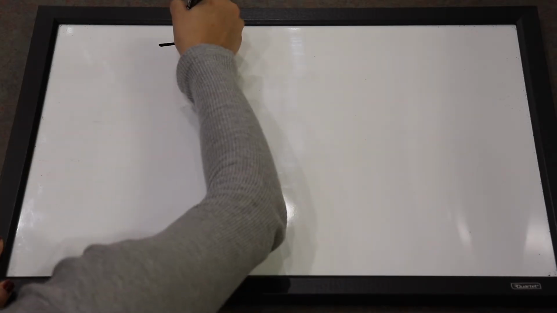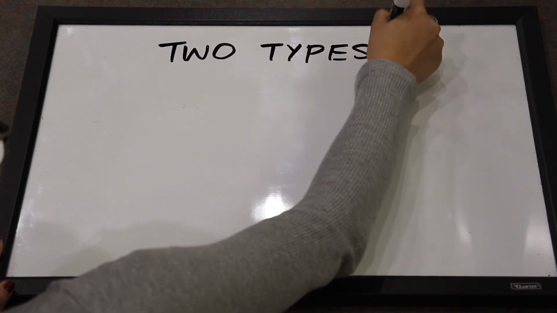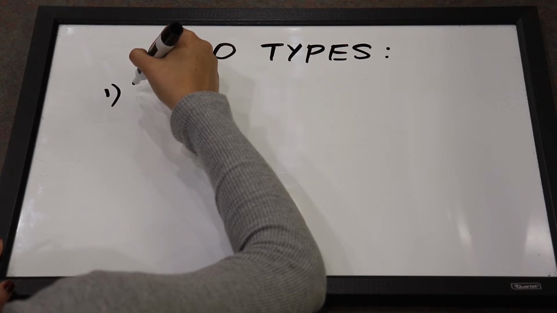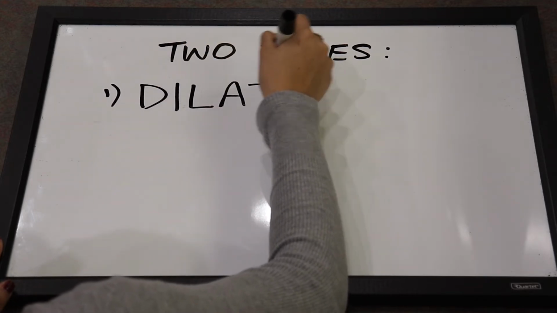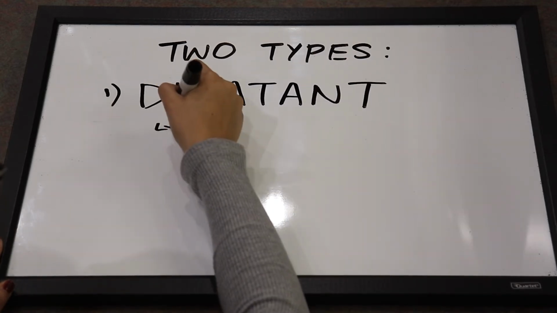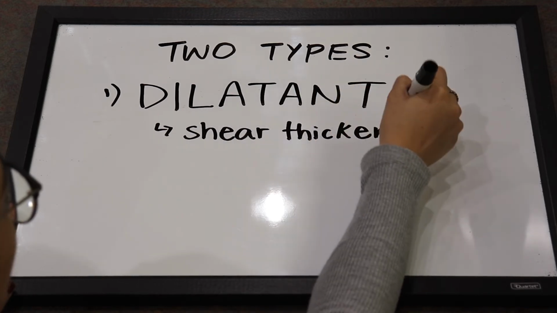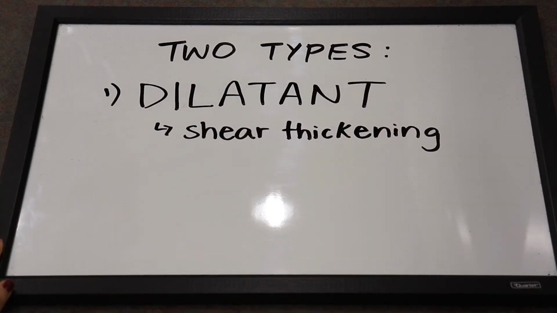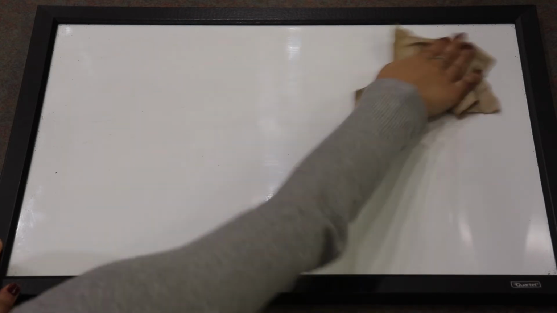There are two types of non-Newtonian fluids. The first type of fluids are dilatant fluids, which are shear thickening fluids, meaning when force is applied on these fluids, they become thicker. These types of fluids respond in the opposite ways to shear stress. If shear stress is applied, they become more viscous. A mixture of cornstarch and water, which is called oobleck, is an excellent example of a shear thickening fluid. When squeezed, it appears to solidify.